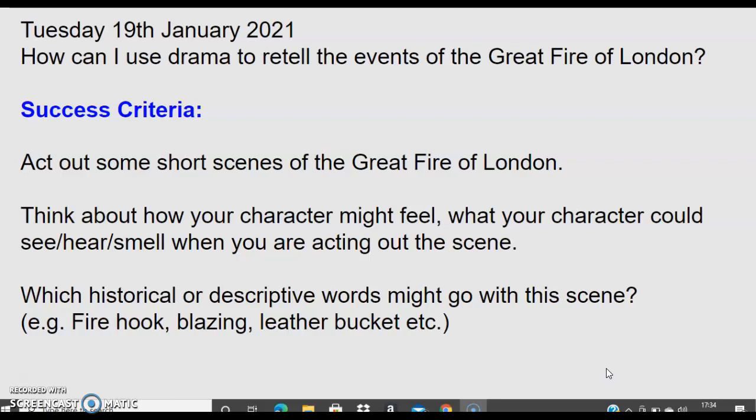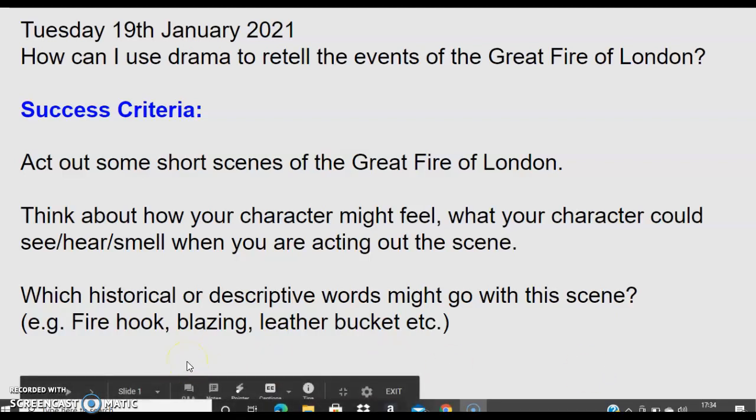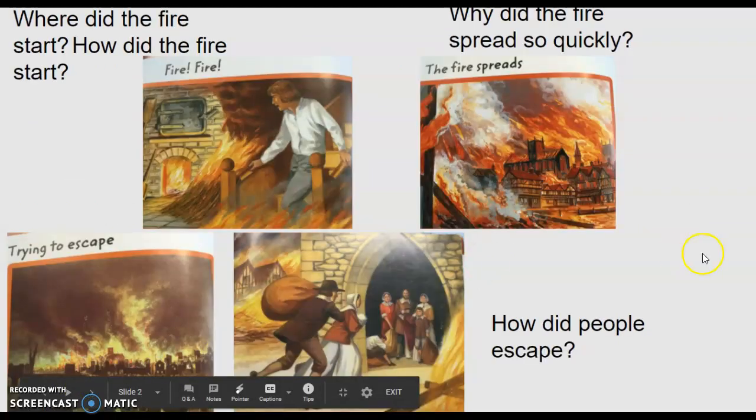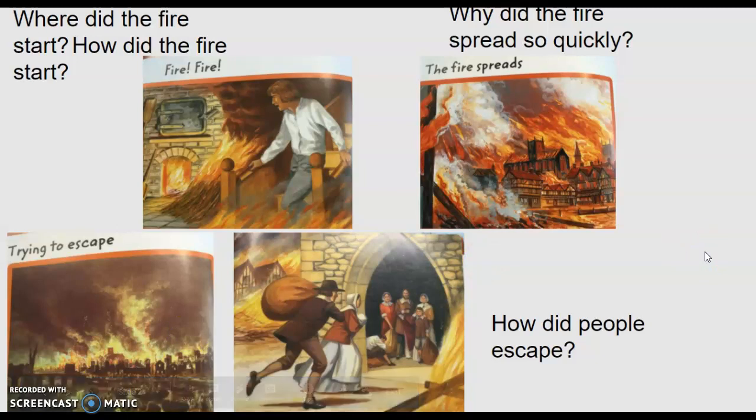You have done some research, you found the answers to your questions, you made a timeline, and hopefully you've just learned so much about it. So before I go over the success criteria, I'm going to move on to the next slide and we're going to talk about that first. I have put some pictures up here and there are some questions. These are just a bit of a recap of the main events of the Great Fire of London. And when you're doing your drama today, you're going to pick out the main events and act out these events, okay?